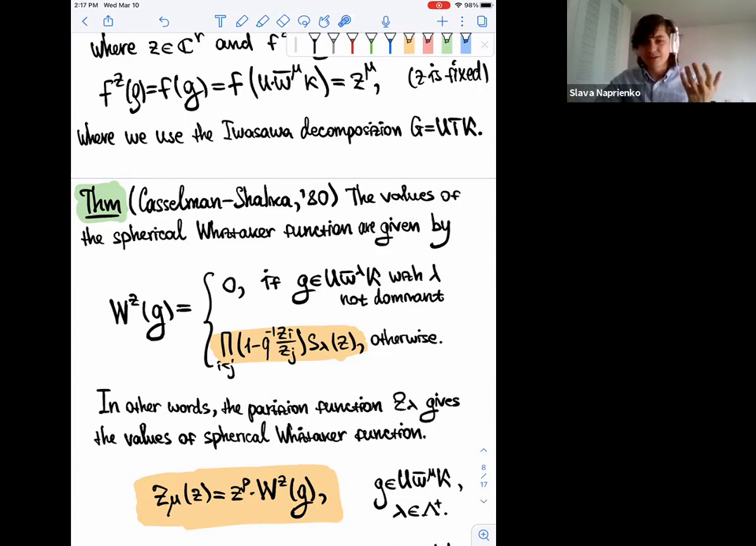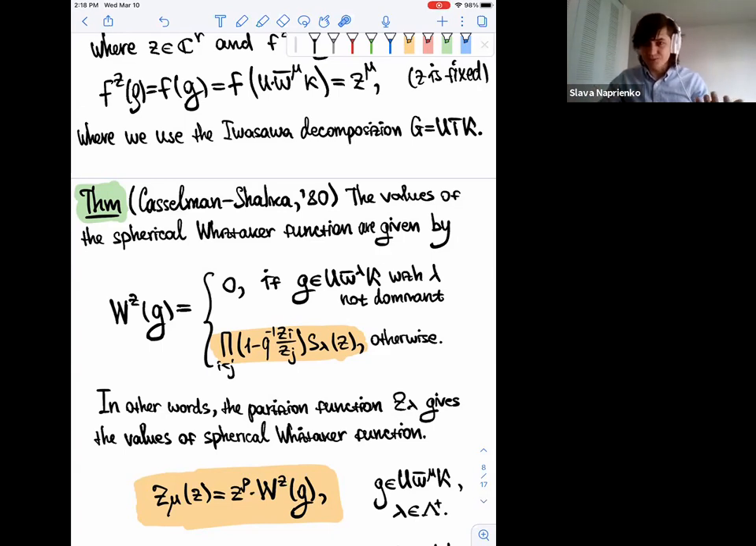If your element lies, by Iwasawa decomposition, if the diagonal of your element is given by a dominant partition, then it is some quantity, which is interesting. But if the diagonal is not dominant, then it's zero. So we actually very explicitly describe the values of the spherical Whittaker function.